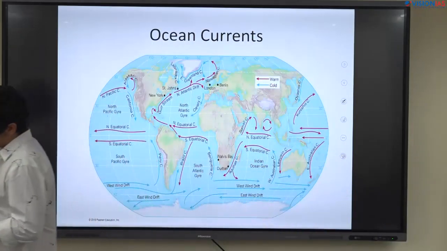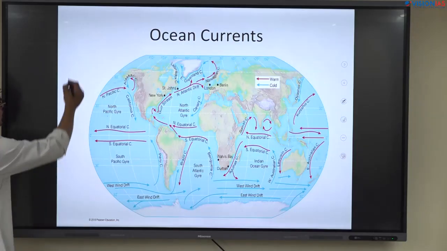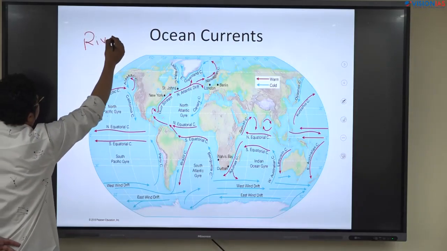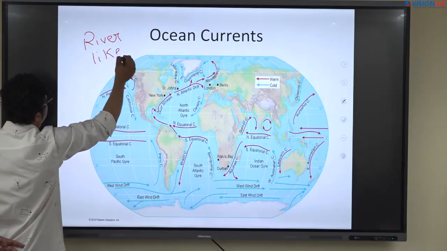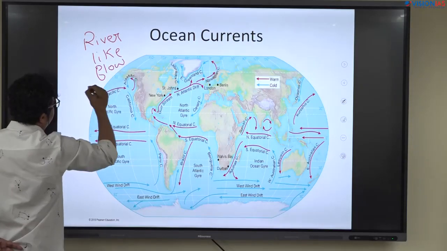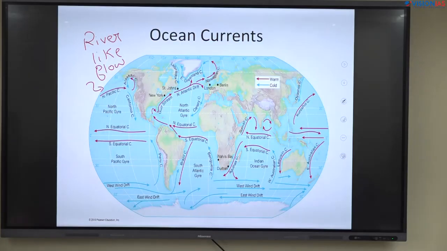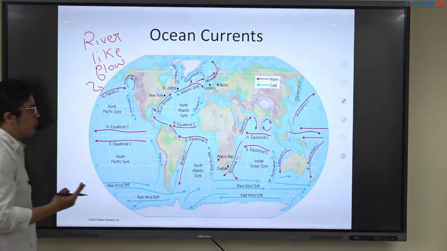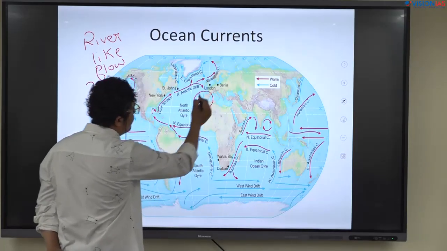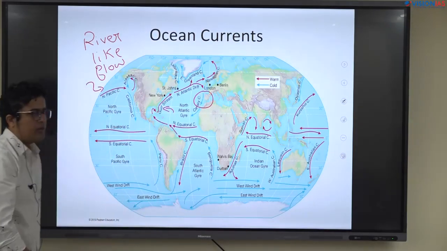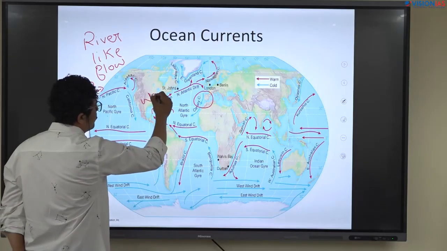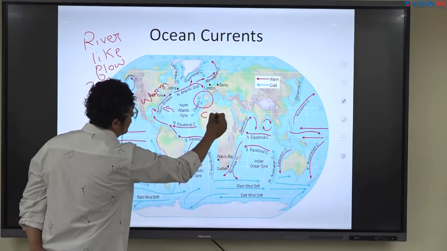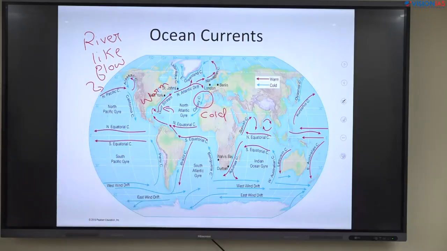Ocean currents. Ocean currents are river-like flow in the ocean. Ocean currents flow in constant volume and fixed direction, a river-like flow. There are two types of ocean currents. One which you can see in blue, one which you see in red. This is the warm ocean current and this is the cold ocean current. Two types of ocean currents are there, warm ocean current and cold ocean current.